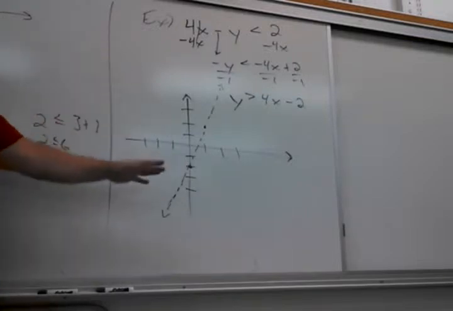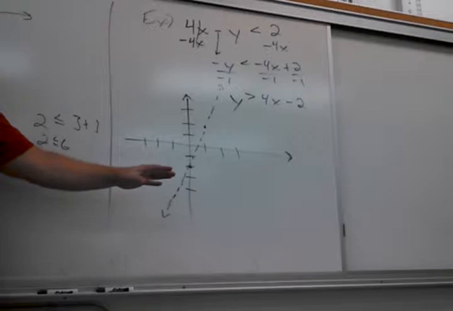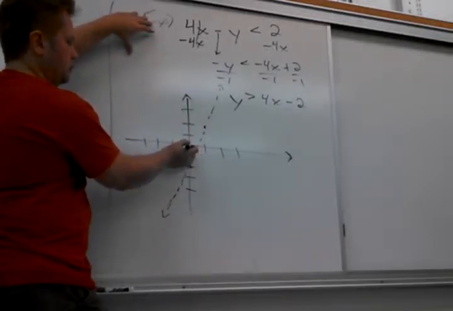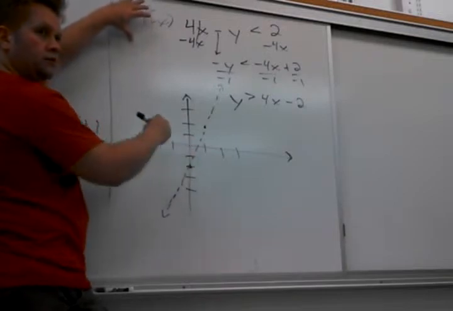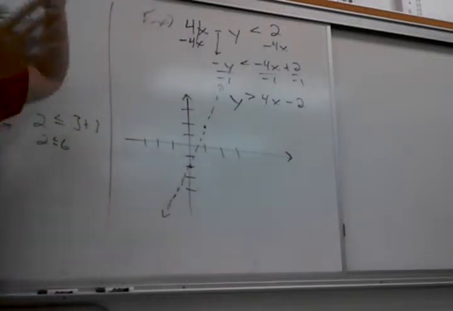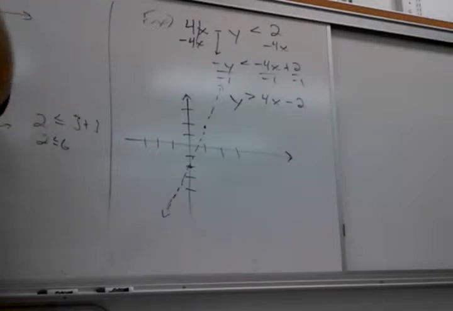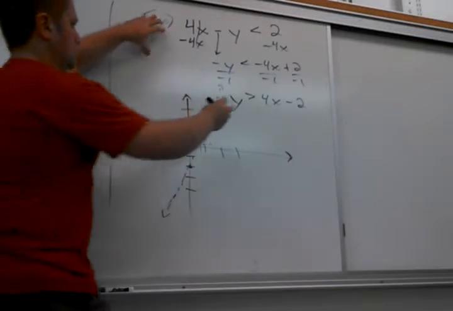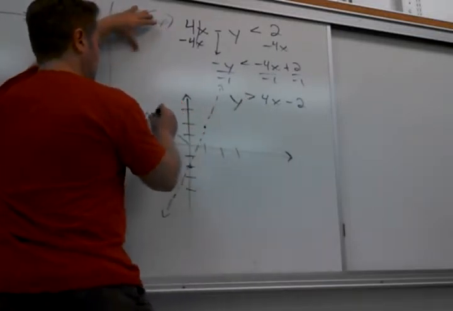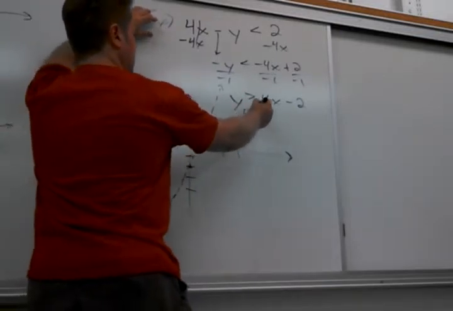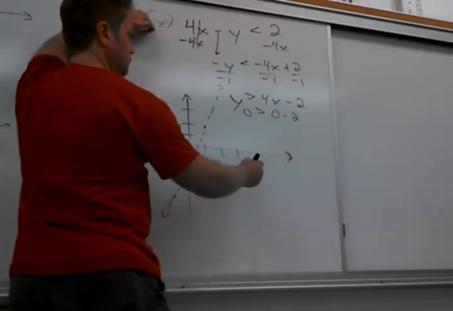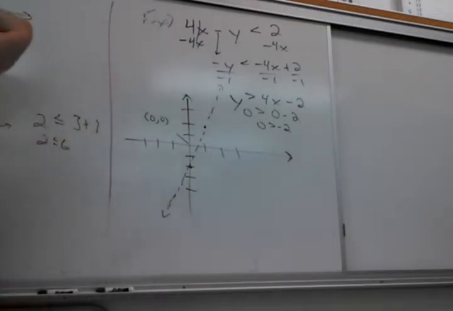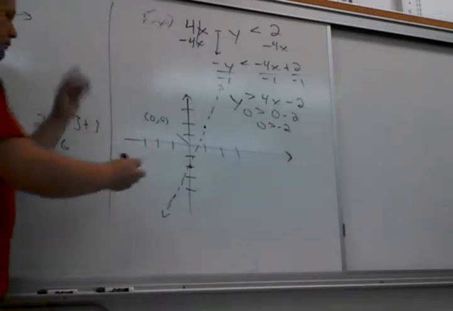Now, how do I figure out which way to shade? Let's try 0, 0 since it's available. When would 0, 0 not be available? If the line goes through it, I can't use it. I have to use a point that's on one side or the other, not right on it. So thank God this line does not go through 0, 0. So if I plug in 0, 0: 0 greater than 0 minus 2. Is 0 greater than -2? Yes. So I'm going to shade up.